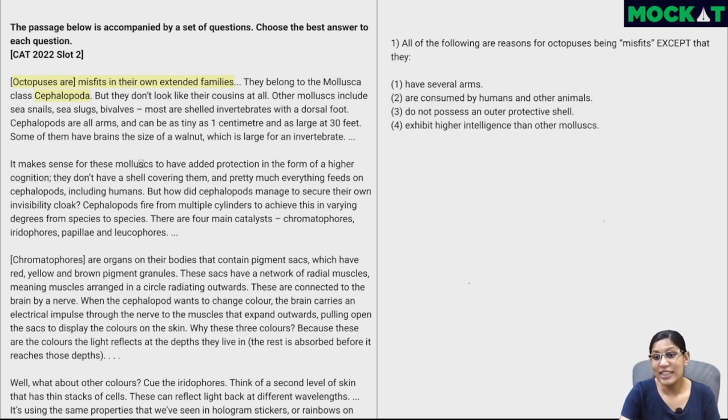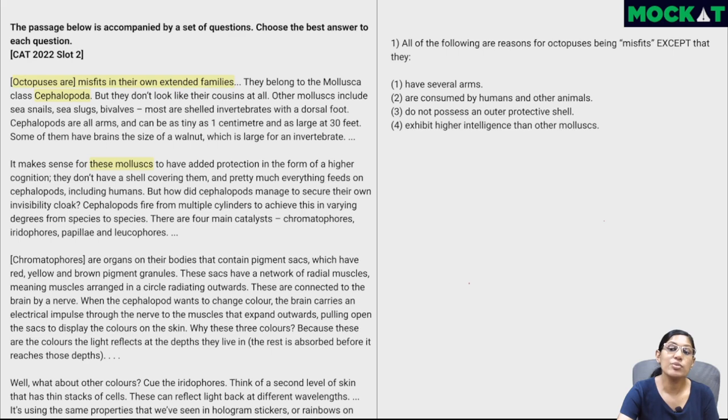It makes sense for these mollusks to have added protection in the form of a higher cognition. They don't have a shell covering them, and pretty much everything feeds on cephalopods, including animals. Now, these mollusks here has to be referring to octopuses and not all cephalopods. All cephalopods are probably mollusks. But here we are specifically speaking about the mollusks that don't have a shell covering them.